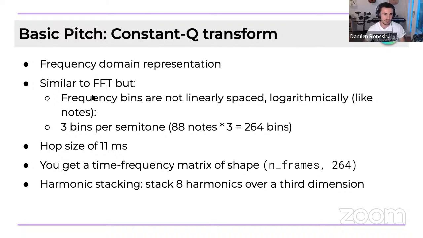So as I said, it's similar to an FFT, but it's different in that the frequencies are not linearly spaced. They are spaced logarithmically, just like musical notes. So that's why it's very useful here. And they chose to have a resolution of 3 bins per semitone. So you have 88 notes that we want to transcribe times 3, and this gives you the 264 bins. And they do that for frames that are taken every 11 milliseconds. So you get a time frequency matrix again of that shape. And finally, they do a last step called harmonic stacking that consists in stacking harmonics over a third dimension so that the harmonics are closer to each other in the input tensor that is used by the convolutional neural network.